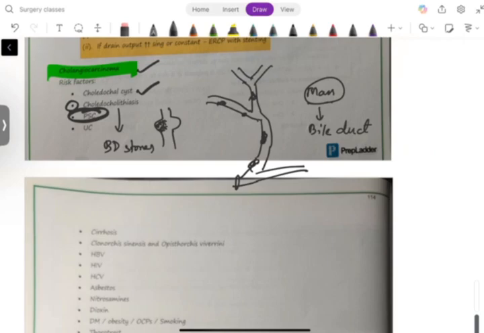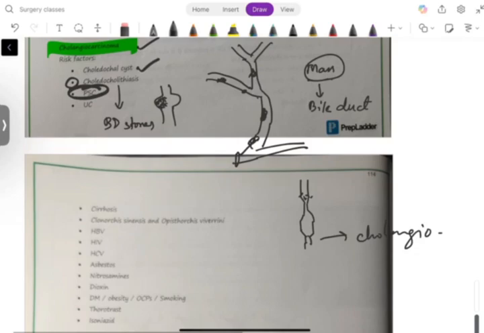Primary sclerosing cholangitis means there will be multiple strictures. So these multiple strictures, whatever are there, they can lead to formation of a mass because of infection. Again, it can cause cholangitis or cause choledocholithiasis, thereby leading to cholangiocarcinoma. Other than that, ulcerative colitis.